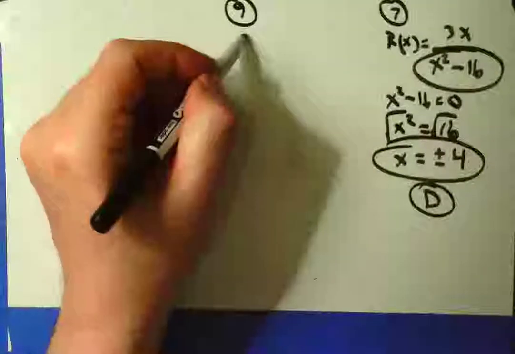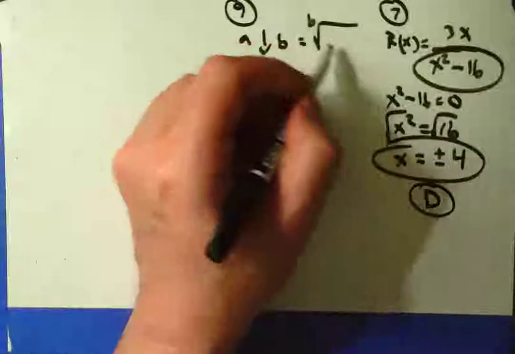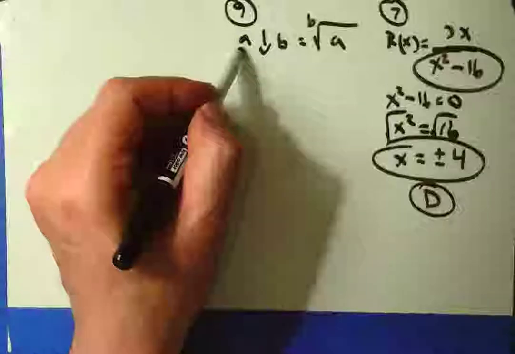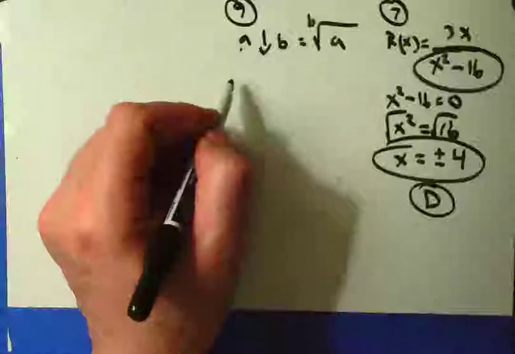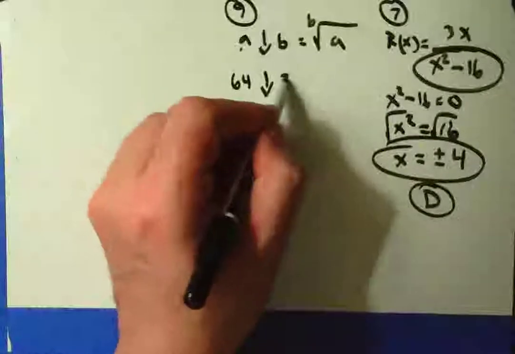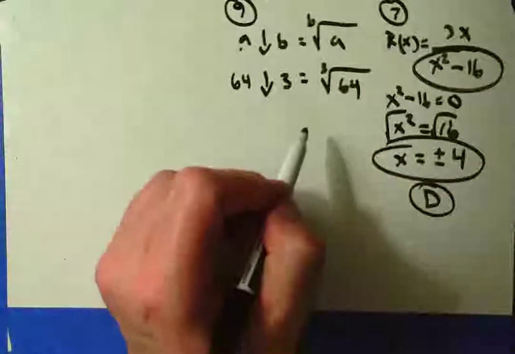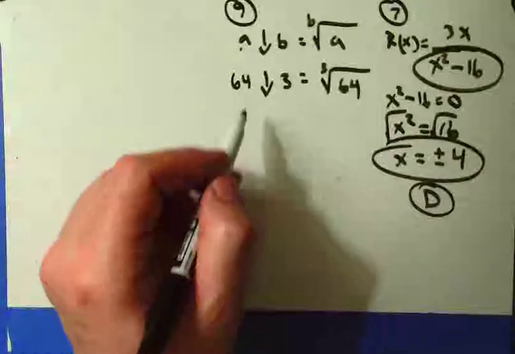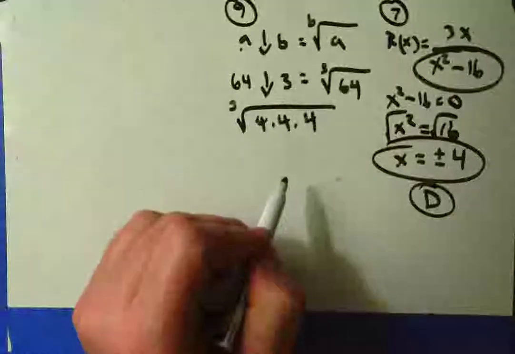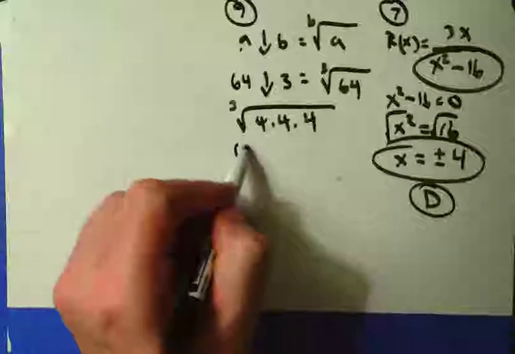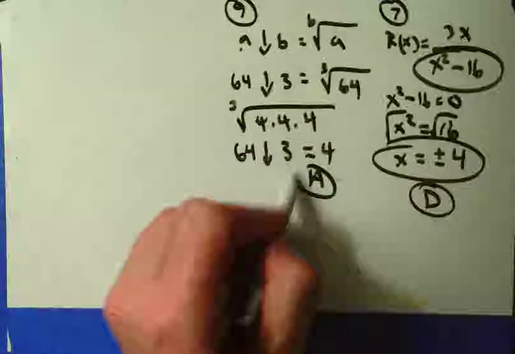Number 9. Well, there's this interesting notation. When I see this notation, I should understand it as the bth root of A. That means A goes under the radical symbol, and B is the index for the radical. So when I see 64 with the symbol 3, that means a 64 goes underneath the radical, and 3 is my index. Oh, so this question is asking me about the cube root of 64. And since 64 is 4 times 4 times 4, I know that the cube root of 64 would be equal to 4, and that's why choice A is my answer.